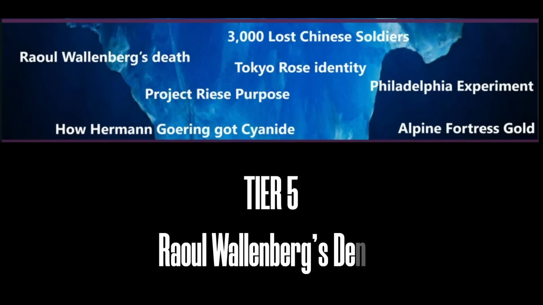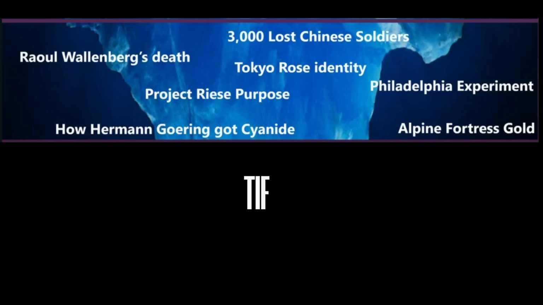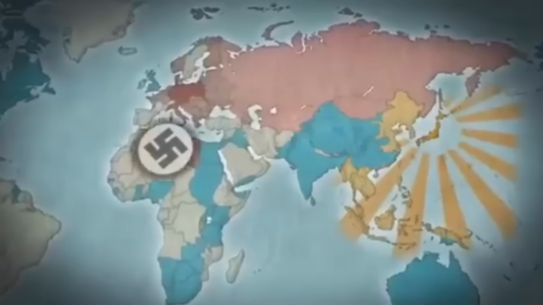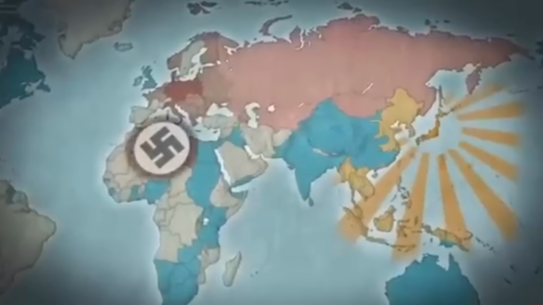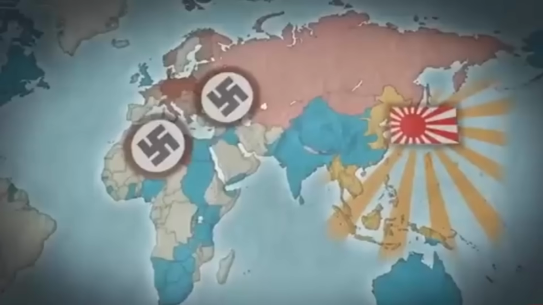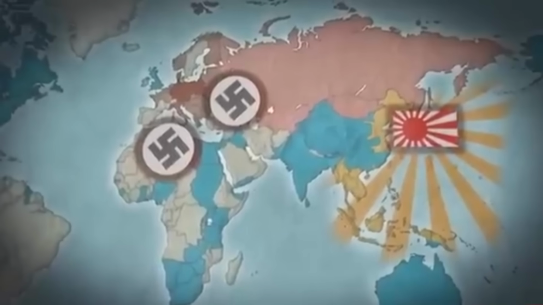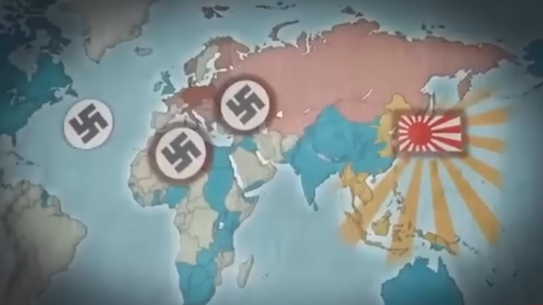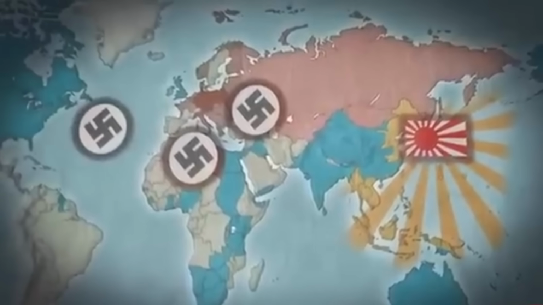Tier 5. Raoul Wallenberg's death. The fate of Raoul Wallenberg remains one of the great mysteries of World War II. Wallenberg, a Swedish diplomat, is renowned for his heroic efforts to save tens of thousands of Jewish people in German-occupied Hungary during the Holocaust. He issued protective passports and provided refuge in buildings designated as Swedish territory, effectively shielding Jews from deportation to concentration camps.